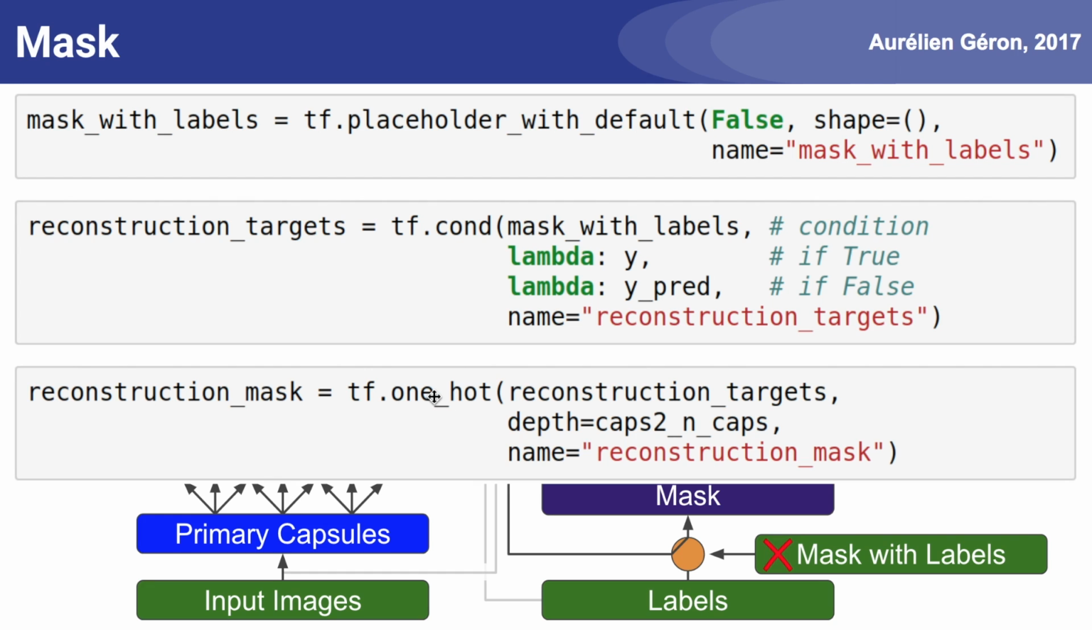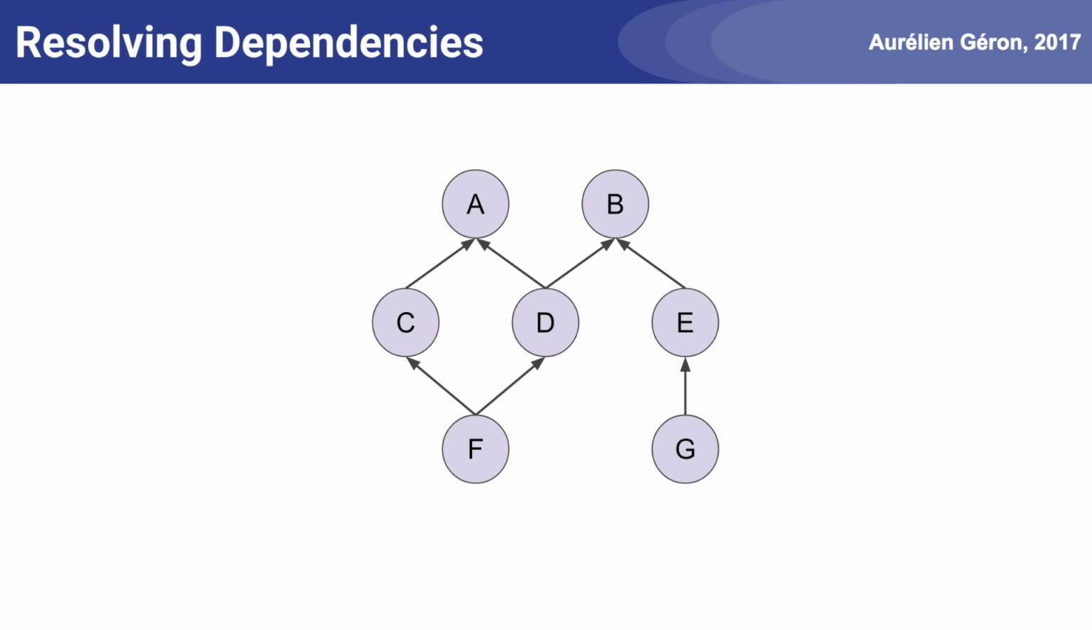Now there's actually one slight problem with this implementation, and to explain it, I need to step back for a second and talk about how TensorFlow evaluates a tensor. Suppose we built this graph. These are all TensorFlow operations, and we want to evaluate the output of operation A. The first thing TensorFlow will do is resolve the dependencies. It will find all the operations that A depends on directly or indirectly by traversing the graph backwards. In this case, it will find C, D, and F.